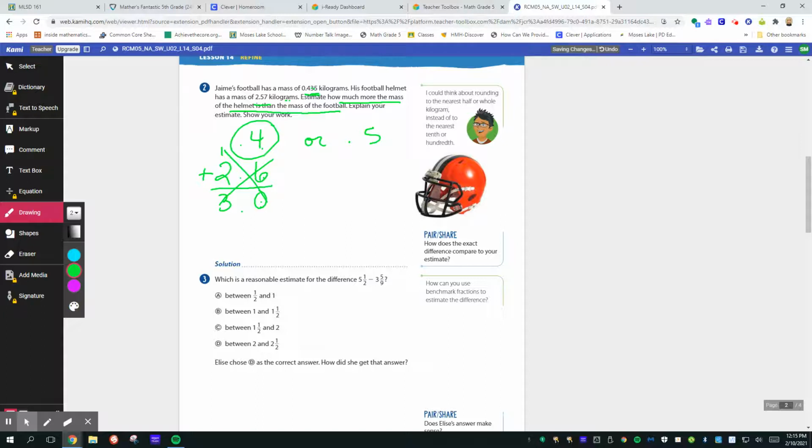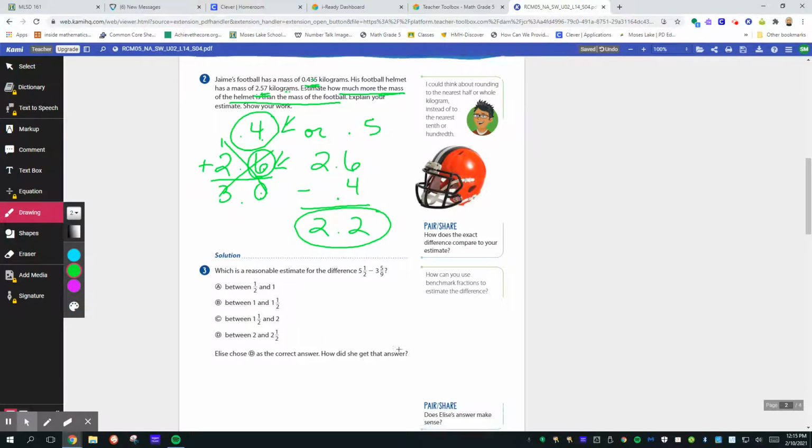So let's take a look at that again. It's asking us the difference, so 2, and if we go to 6/10, because this rounded to the nearest tenth, would be 6/10 minus 4/10 is 2 and 2/10. So that's the difference between the two, which is what it is asking us. How much more is the mass of the helmet, because the helmet weighs more than the mass of the football. All right, now they're getting back on track here.